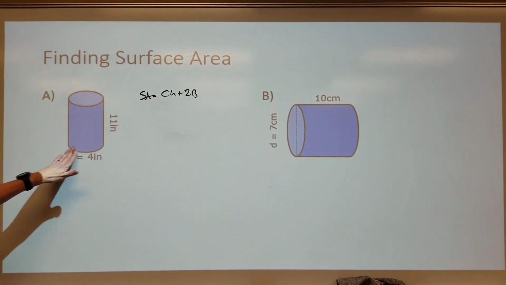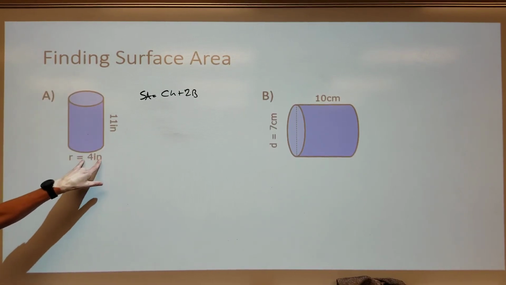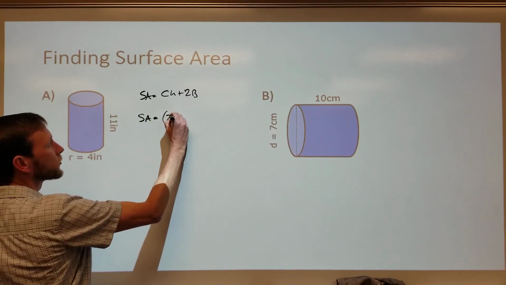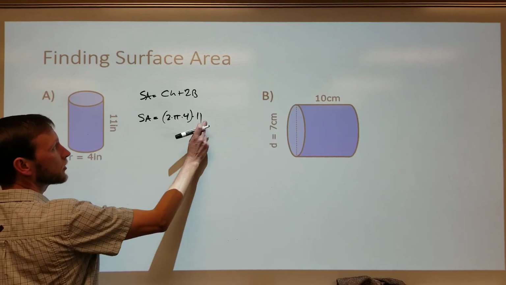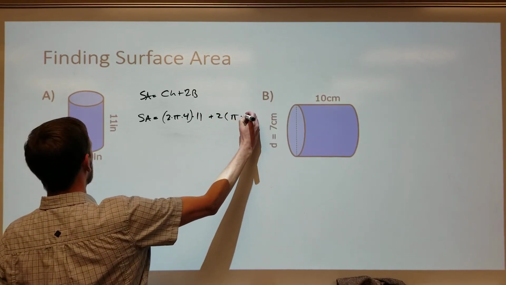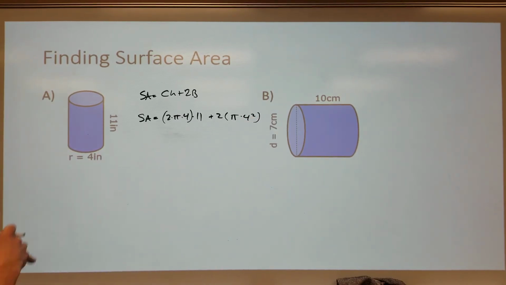All right? Here we have a cylinder with a height of 11 and a radius of 4. So when I take my circumference there of 2 times pi times the radius, and I multiply that times the height, plus I take 2 times the area of the base, pi times the radius squared. We're going to do this work again in terms of pi.